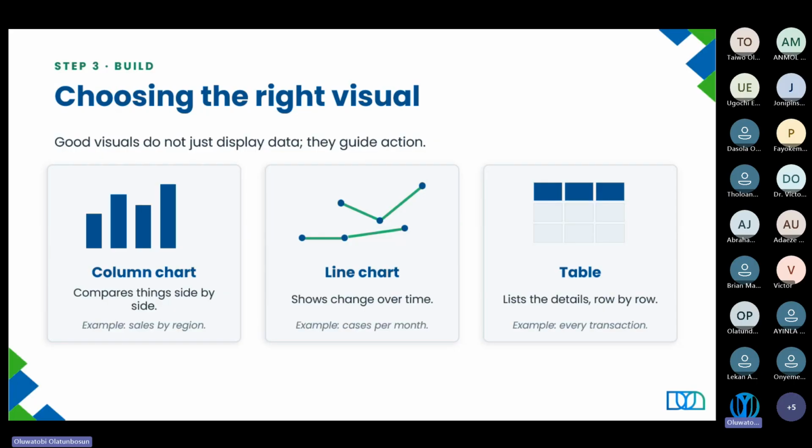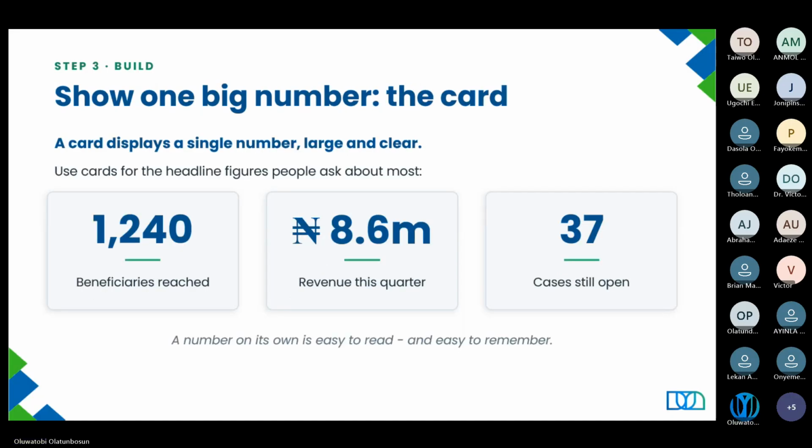Table is another visual that we use. Tables help you list the details row by row, right? Tables and matrices fall in this category. Yes, there's something we call cards. These cards help you display single and large numbers, right? I think this is quite straightforward. You use cards for headline figures that people talk about, your key indicators.